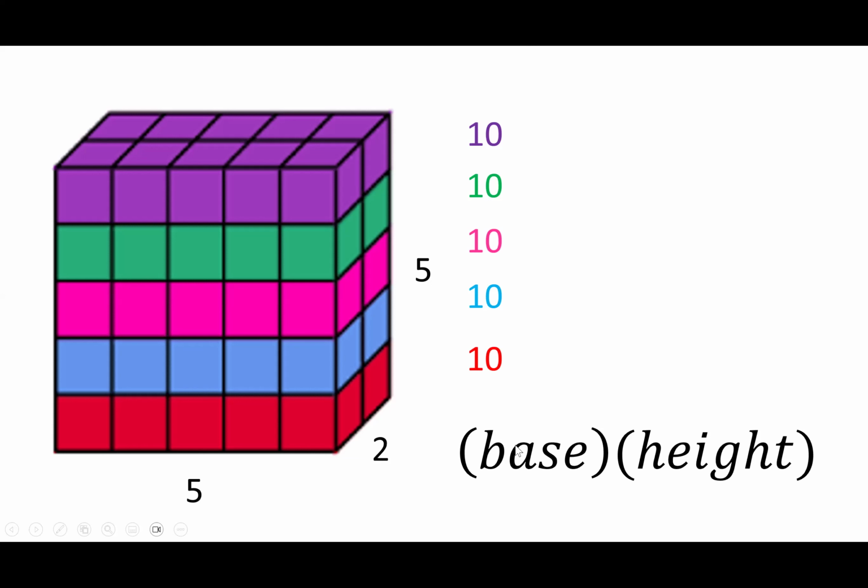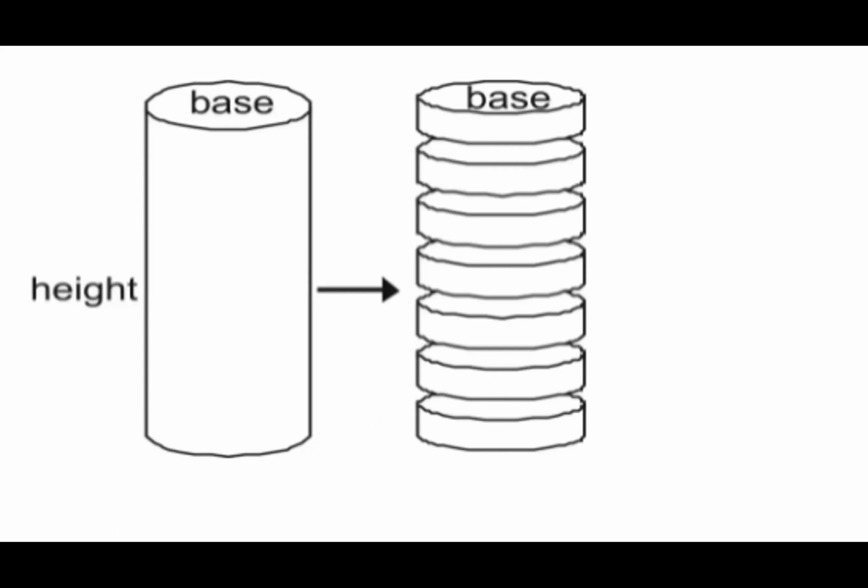It's going to be the area of the base times the height. Let me say that again. It's going to be the area of the base times the height, and the base is a shape. Again, it's a rectangle, a triangle, even on cylinders. Let me show you this picture right here. The base of a cylinder is a circle. A cylinder, I can break it into many bases. The amount of bases depends on the height. So if the height is 10, I can do 10 bases.